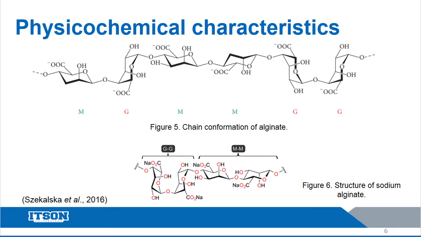The chain structure of alginate is linear, meaning that it has no branches as other polymers, and the bond of these molecules is glycosidic. In figure number 5, we can see that depending on whether the block is M or G or GM block, the molecule has a different structure. And in figure number 6, we see sodium alginate, and like I said before, there is sodium in the carboxylate groups.